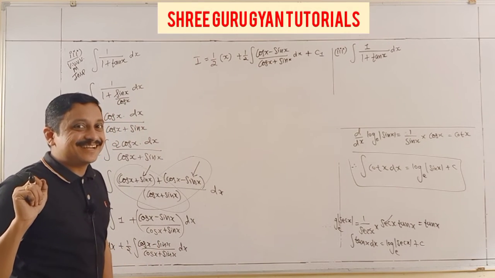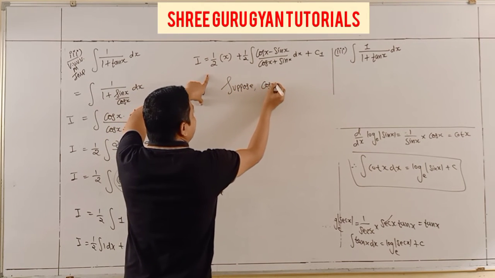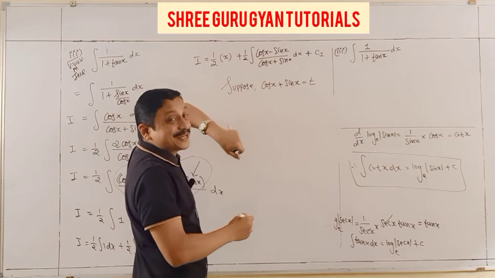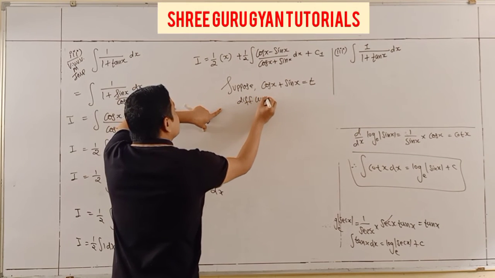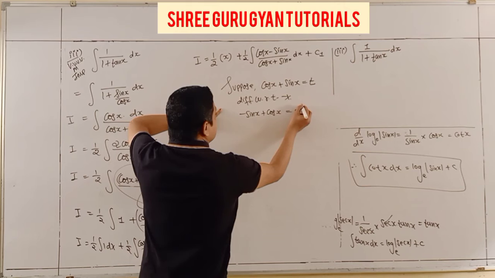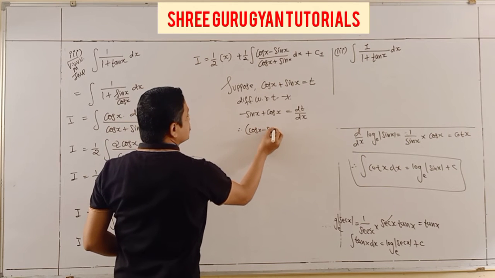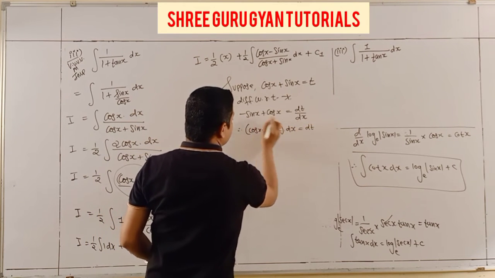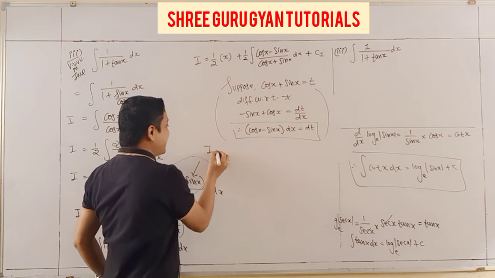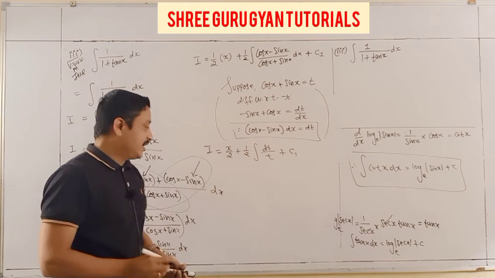Because one integration is done, now I will explain the other. Suppose cos x plus sin x is equal to t by assumption. Differentiating with respect to x, we get minus sin x plus cos x equals dt by dx. So the final is cos x minus sin x dx equals dt. I put this value here and it is done. So integration I is x by 2, plus dt by t, plus c1.